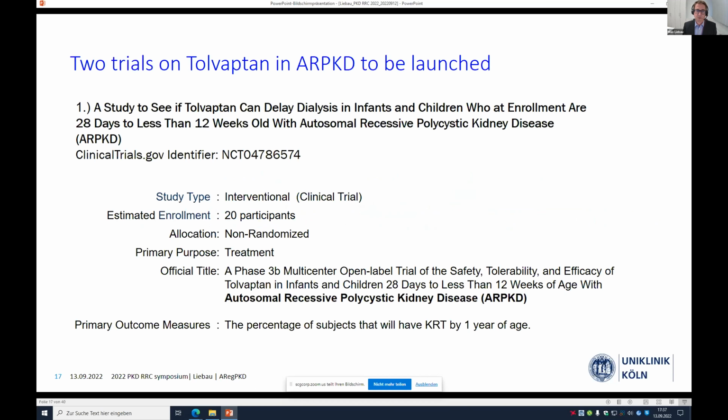And this is what actually was the base for this first phase 3 trial that's going to be launched, or has actually been launched in first centers in the US, that will look at an effect of tolvaptan on the need for dialysis in these young children, and it will include children between the age of 1 and 3 months that fulfill these high risk parameters. And the primary outcome will be the percentage of children that will start dialysis in the first year of life. So a first phase 3 trial in ARPKD.